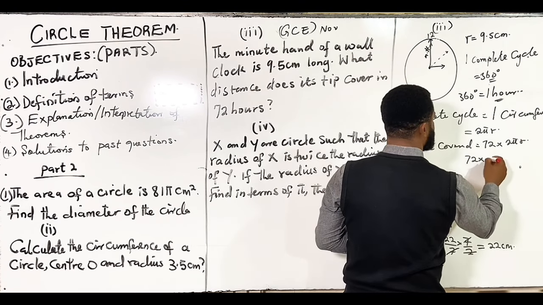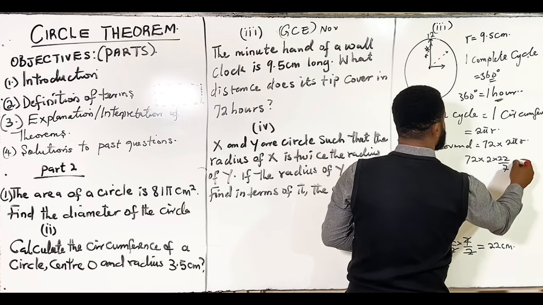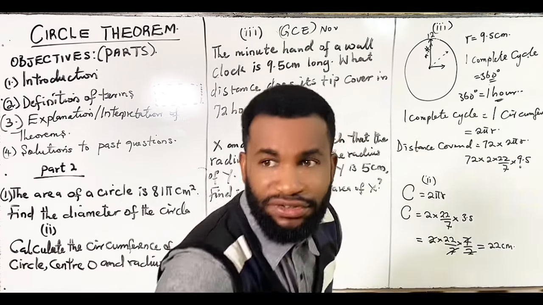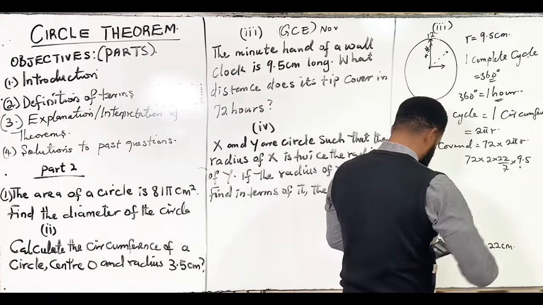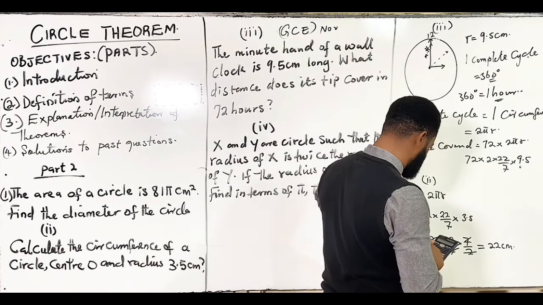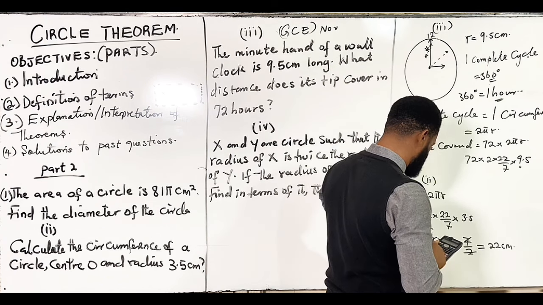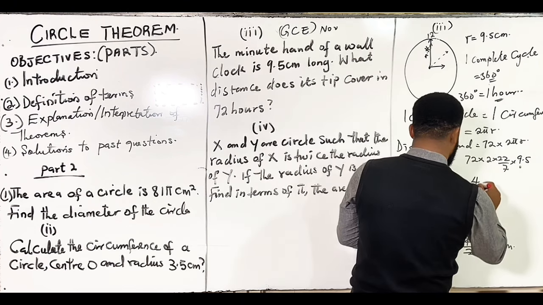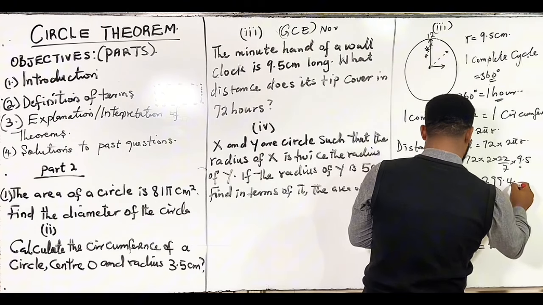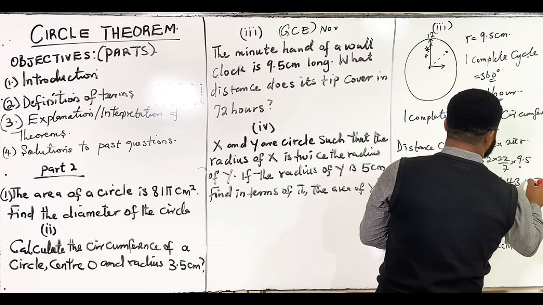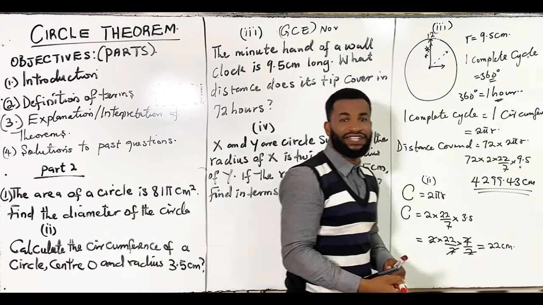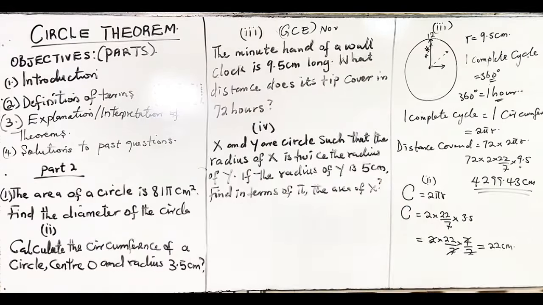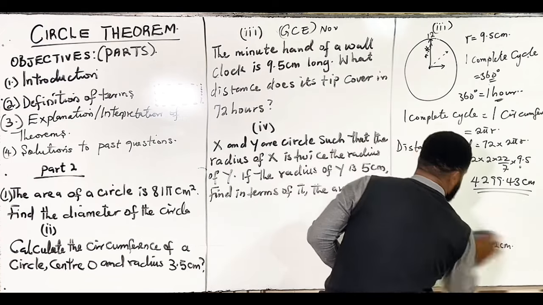And 72 times 2 times 22/7 times r, which is 9.5. Right? So let me just use this. So this is going to be 72 times 2 times 22 times 9.5 divided by 7. So this is going to be 4299.43 cm. All right, this is the distance it has covered in 72 hours. Sorry, I struggled a little on that question, but I think that is very correct.